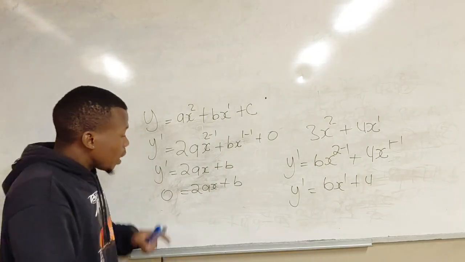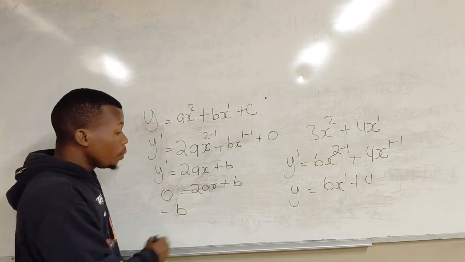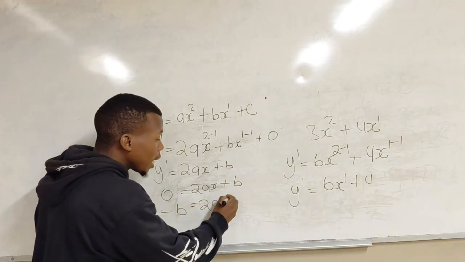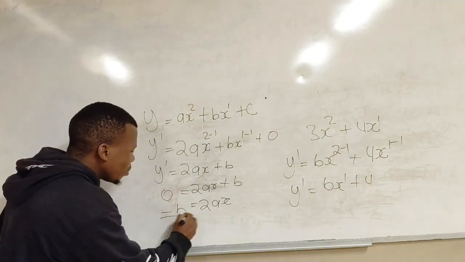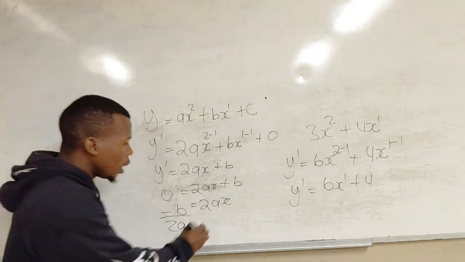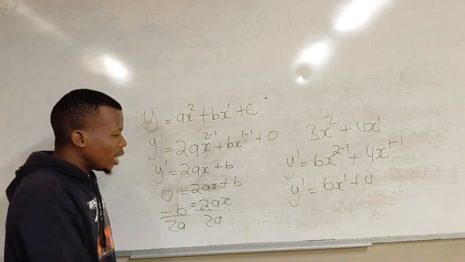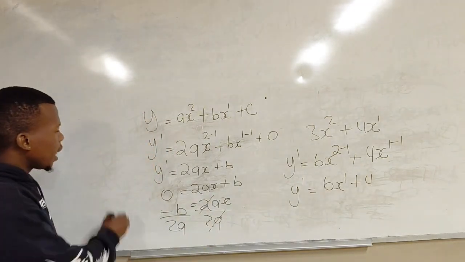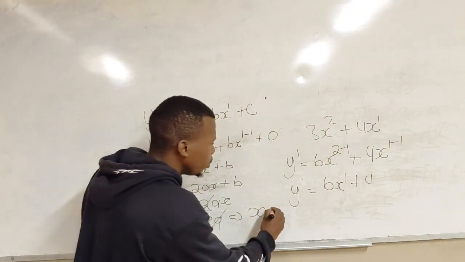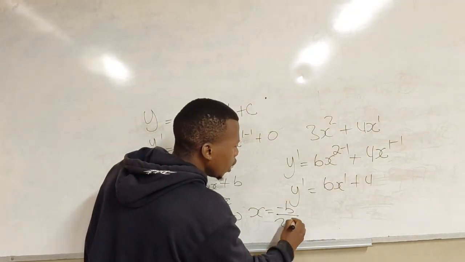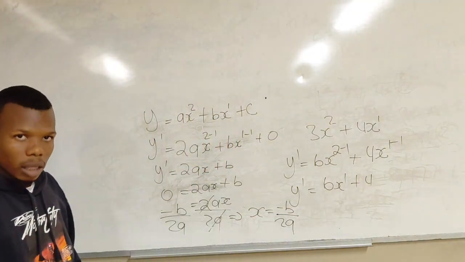In other words, I have minus b, which is equal to 2ax. Let's check something. For me to solve for x, I must divide both sides by 2a. This cancels this, and then I'm left with x in this case equal to minus b over 2a. Thank you very much.